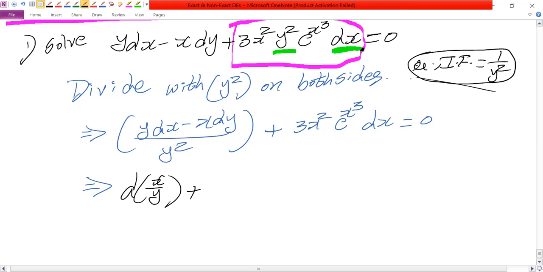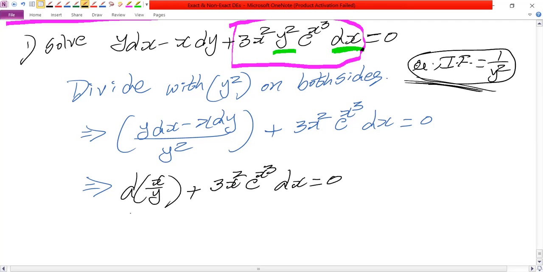Okay, anyhow, we are not going to write like this, but this will be useful for object type questions. They'll give the same problem. They will ask us to find the integrating factor for this problem for 2 marks or 3 marks. It depends upon your pattern. So I'm writing the second term as 3x square into e power x cube into dx equals to 0.